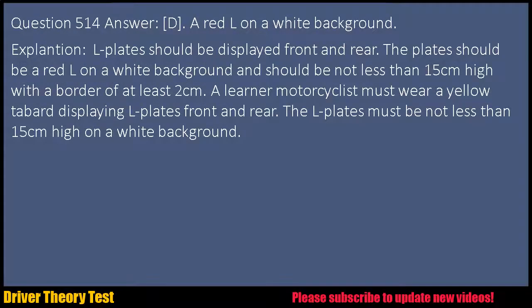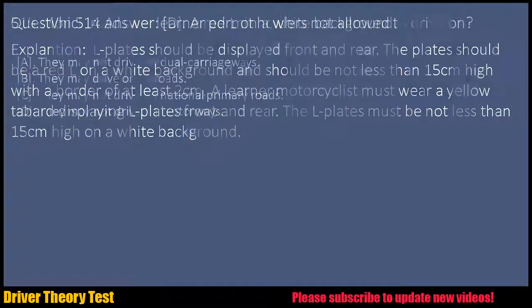Question 514. Answer: D. A red L on a white background. Explanation: L plates should be displayed front and rear. The plates should be a red L on a white background and should be not less than 15 centimeters high with a border of at least 2 centimeters. A learner motorcyclist must wear a yellow tabard displaying L plates front and rear. The L plates must be not less than 15 centimeters high on a white background.